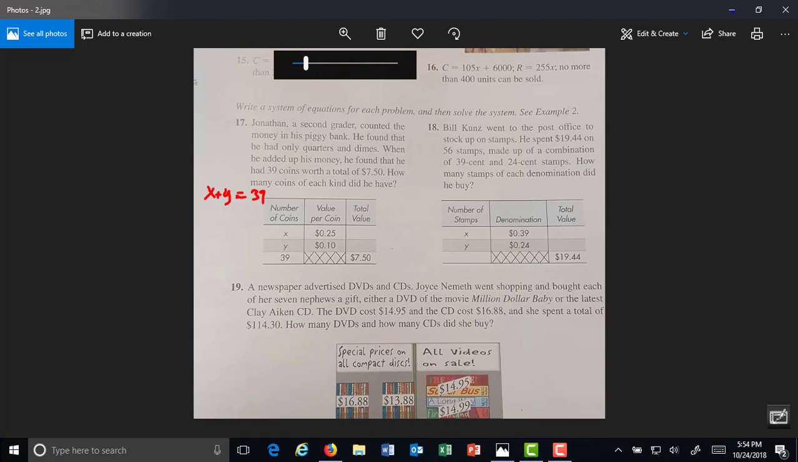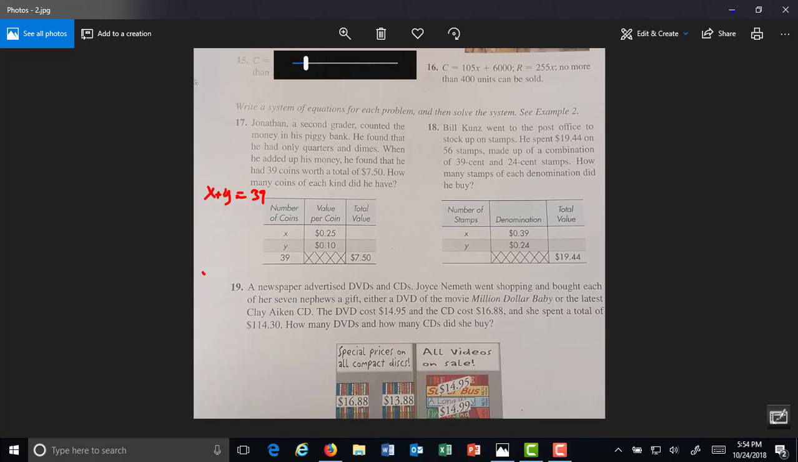39. Is that correct? As it says, there are 39 coins. So I want to solve it. There are different ways you can do it. Then you can look at, how about the next thing? Now we're going to talk about dollars. Well, we have $7.50, right? Yes. So that's a second equation, because we're going to say that this is made up of.